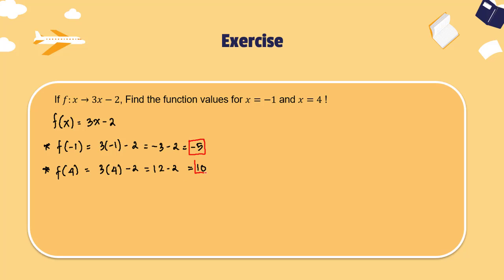For f(4), we get 3 times 4 minus 2 is equal to 12 minus 2 is equal to 10. So look at minus 5 and 10. So the function values for this function with the inputs minus 1 and 4 are minus 5 and 10.